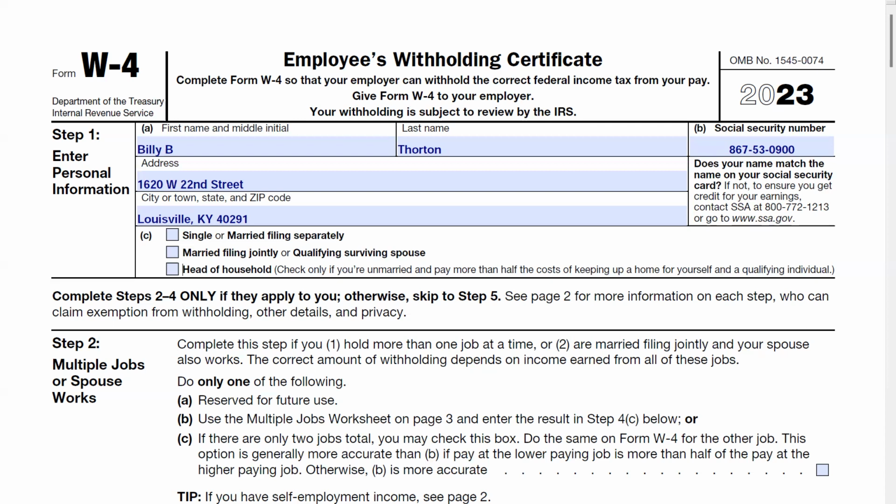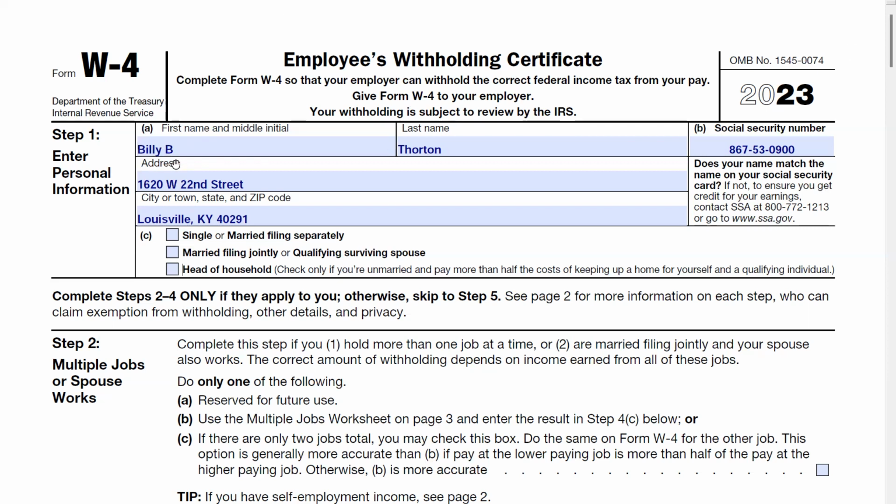In today's video, we're going to go over how to fill out a 2023 W4 if you are head of household. Now, these are due to your employer by February 15th. However, most HR departments will let you update it throughout the year. So let's get started with step one, entering personal information.